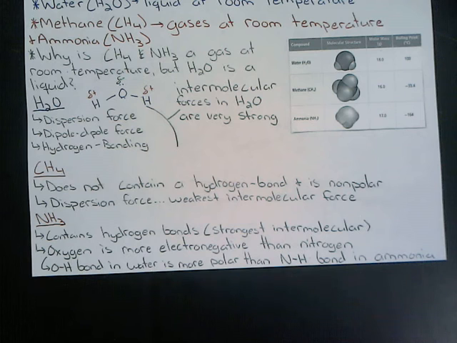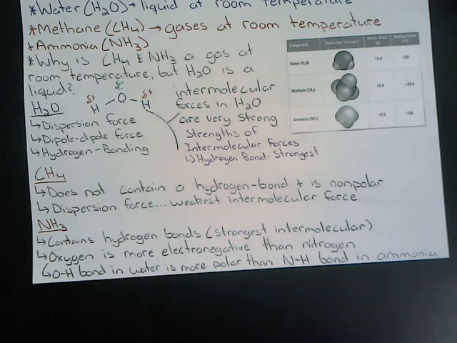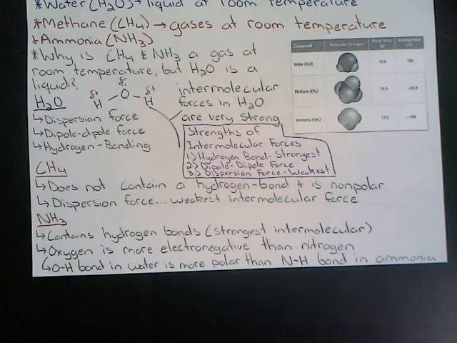Now, what I want to mention here shortly is the strengths of our intermolecular forces. So one, the strongest intermolecular force is a hydrogen bond. The next strongest is a dipole-dipole force. And then the weakest intermolecular force is a dispersion force. So those are some things to keep in mind as you rank these different types of intermolecular forces.